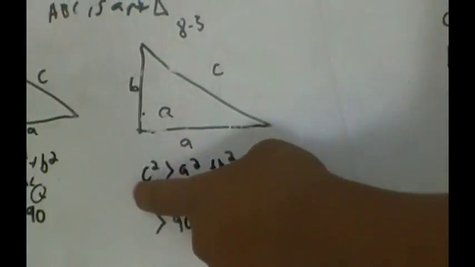Okay, so theorem 8.5. If c squared is greater than a squared plus b squared, then the measurement of Q is greater than 90. So let's put it this way, in simple terms.